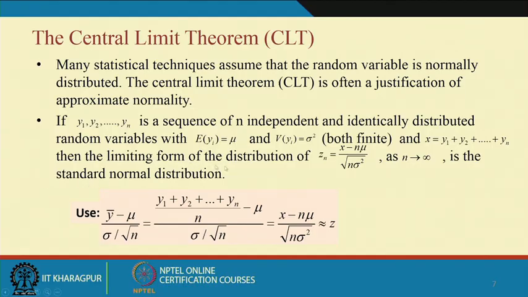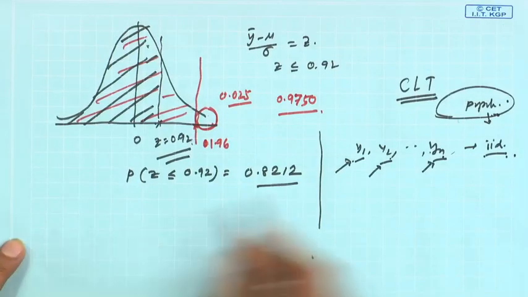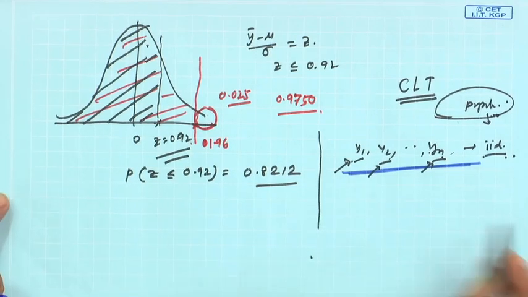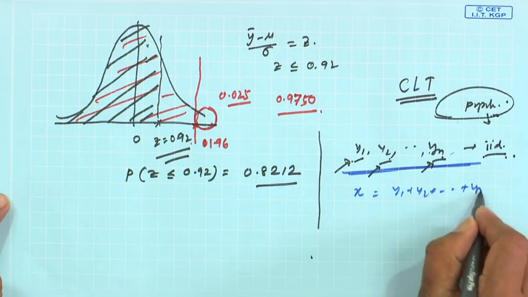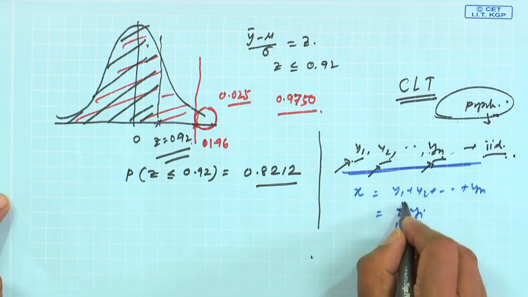If this is the situation, we are saying that the expected value is mu and the variance is sigma square for all the observations. Then if we create another quantity x, which is the sum of the observations, the limiting form of the distribution of Zn, which is x minus n mu divided by root over n sigma square, when n is very large, is unit normal. Let me explain. You have collected, or will be collecting, y1, y2, yn. You are creating another variable called x, which is y1 plus y2 plus ... yn, that means the sum of yi from i equal to 1 to n.